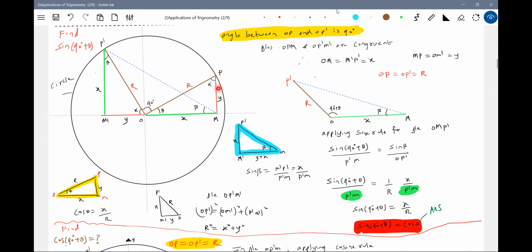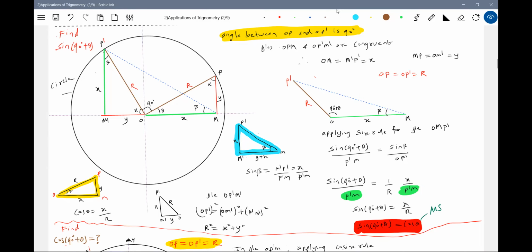This MP, let me call it Y. So then OM dash should be equal to Y. No, we wanted sine of 90 plus theta. How to bring that? I'm going to take this bigger triangle. Look at this one here, OMP dash. In the triangle OMP dash we have here.